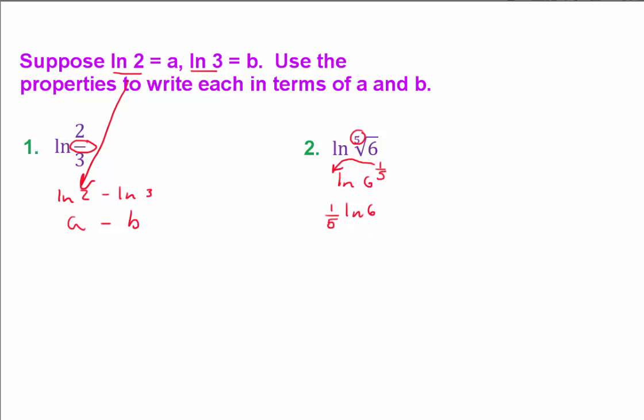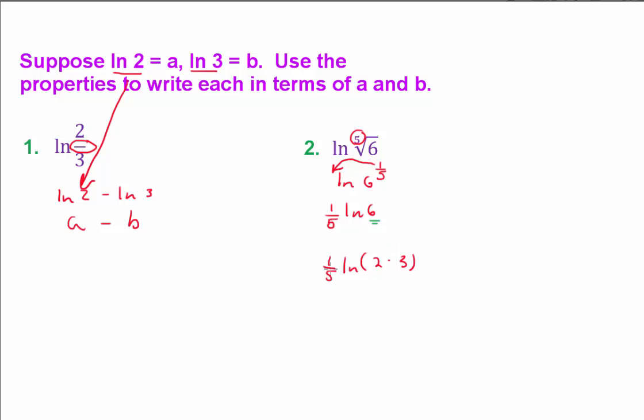Well, you'll notice, hopefully, that 6 is the product of 2 and 3. So we have 1/5 times the natural log of 2 times 3. All right, so now we have our 2 and our 3, and we can now use one of the properties of logarithms to break up that 2 and that 3 into their own individual logarithms.